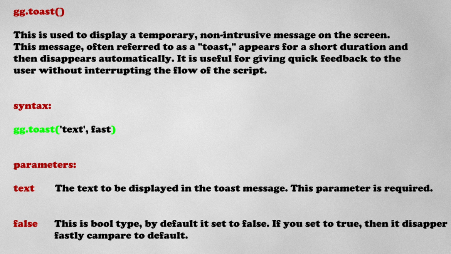Syntax: gg.toast(text, fast). Parameters. Text: the text to be displayed in the toast message. This parameter is required. Fast: this is a bool type, by default it's set to false. If you set it to true, then it disappears faster compared to the default.